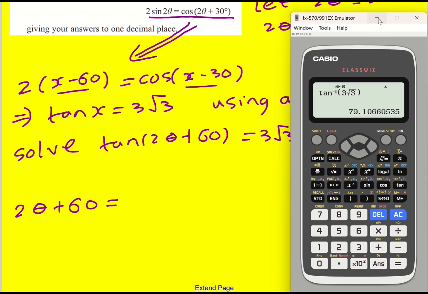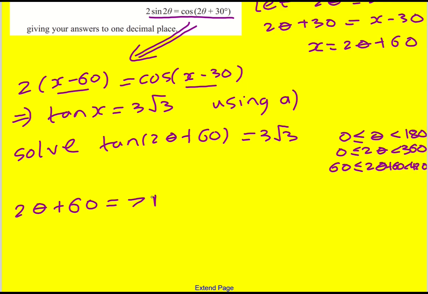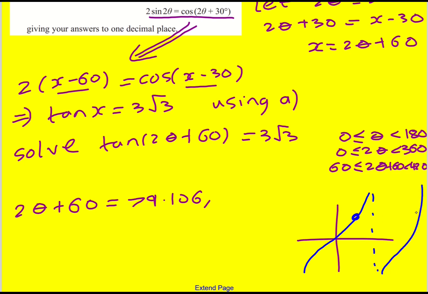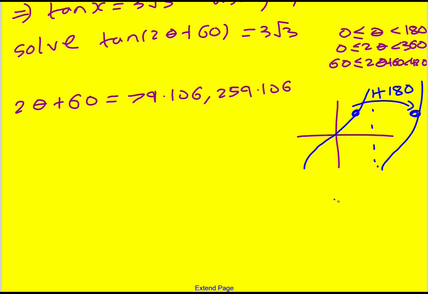So we get 79.106. Okay, just need the other solutions. You might just remember for tan that you just always add 180, absolutely fine. There's no kind of symmetry properties. It's just, here's a point, tan repeats every 180. So I'm going to add that on. So that would give me 259.106. That's, remember, for 2 theta plus 60.